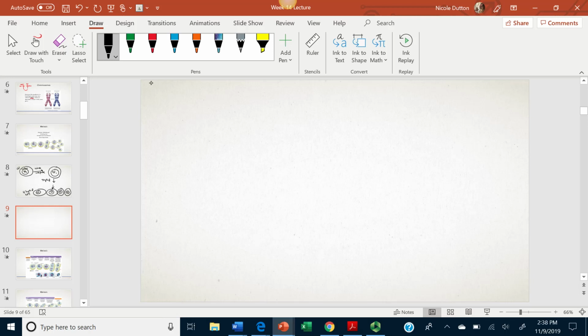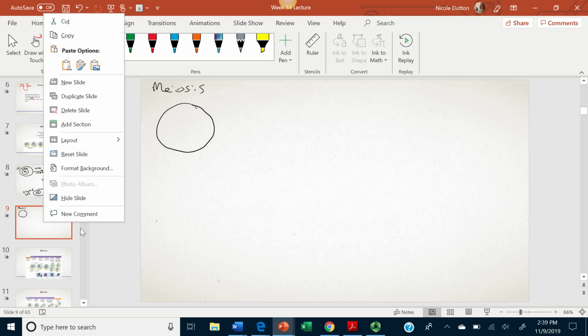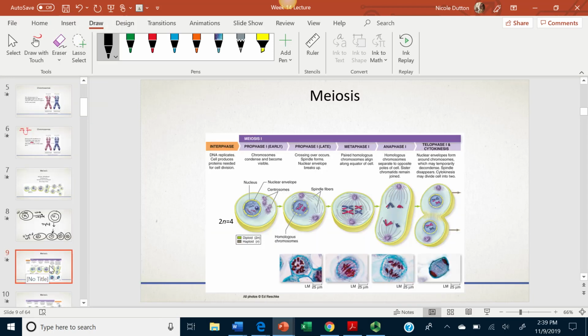So starting the phases of meiosis. Meiosis goes through similar phases as mitosis. First, prophase. And since these pictures are here, I'm just going to use the pictures. So I'm going to go ahead and delete this slide. And we're going to look at the pictures here.